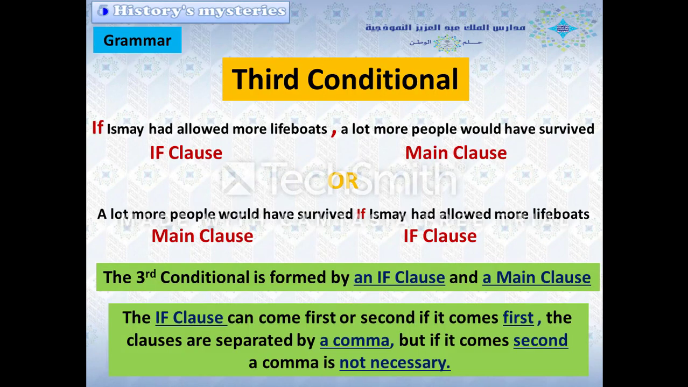Third conditional. If Ismay had allowed more lifeboats, a lot more people would have survived. A lot more people would have survived if Ismay had allowed more lifeboats. The third conditional is formed by an if clause and a main clause. The if clause can come first or second. If it comes first, the clauses are separated by a comma, but if it comes second, a comma is not necessary.